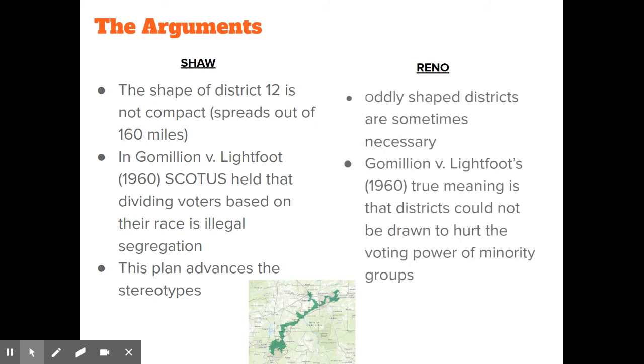Reno was Janet Reno, who was the Attorney General of the United States, leading the Department of Justice, who was defending the drawing of these minority-majority districts. Reno argued that sometimes these strange-shaped districts are needed to accomplish a goal, and that's why this one was kind of crazy. You had to draw this to capture a predominantly African American population. And Reno also argued that Gomillion versus Lightfoot was not a good case to rely on, because that case was one in which the state of Alabama was drawing districts to try and hurt the voting power of minority groups. This was different because the districts were being drawn to help the voting power of minority groups.